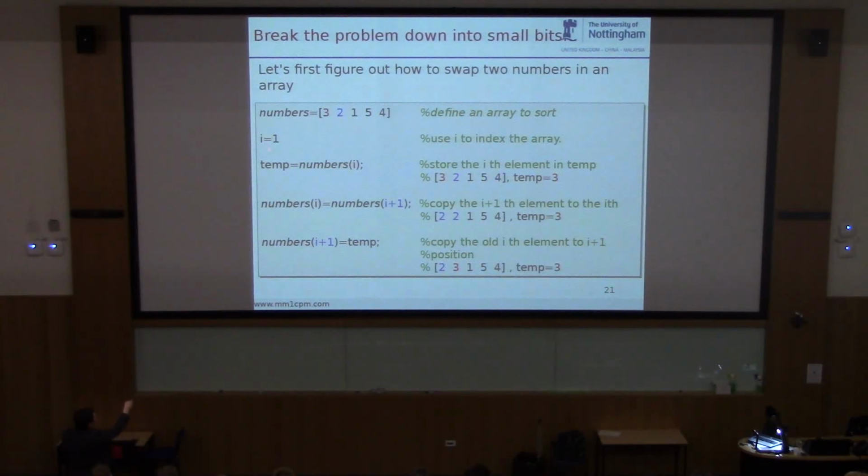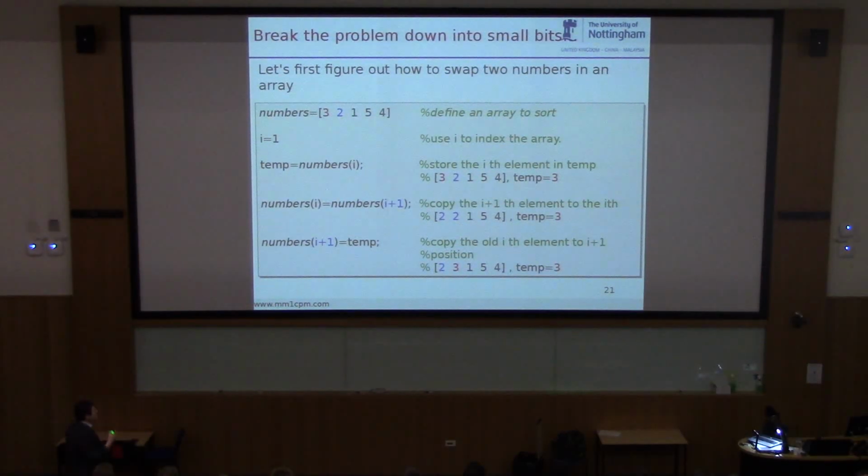Then we've got i equals 1. So I've just set i equal 1. Okay? So now we go temp. So temp is a temporary variable. Okay? And we store in temp numbers(i). Well, i is 1. So what this will give us is the number at the 1st position in the list. So temp will be equal to 3. So I put on the right-hand side here in the comments what each variable looks like. So now we have 3, 2, 1, 5, 4. So nothing's happened to this list, but we've got temp equals 3.